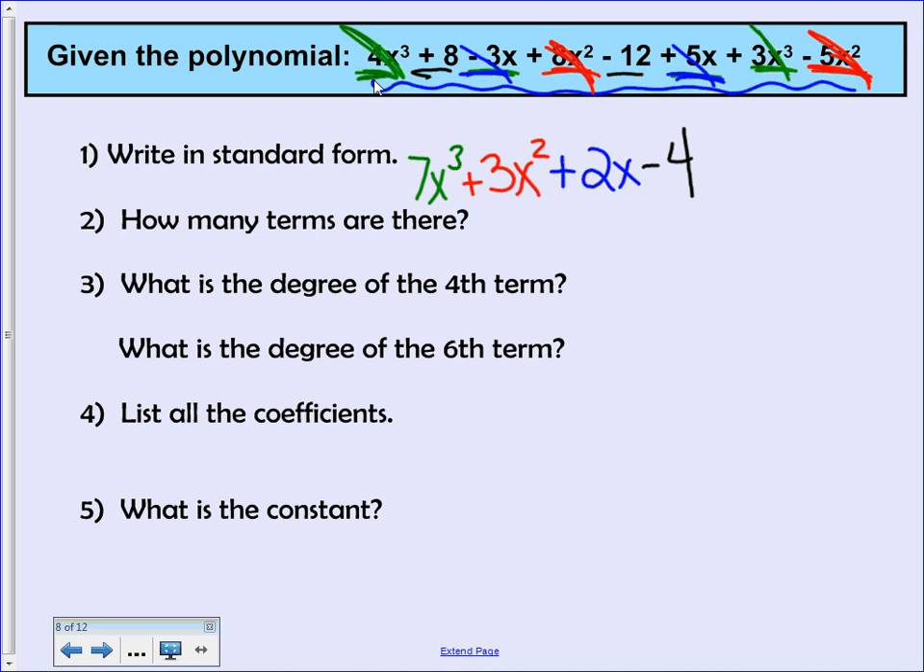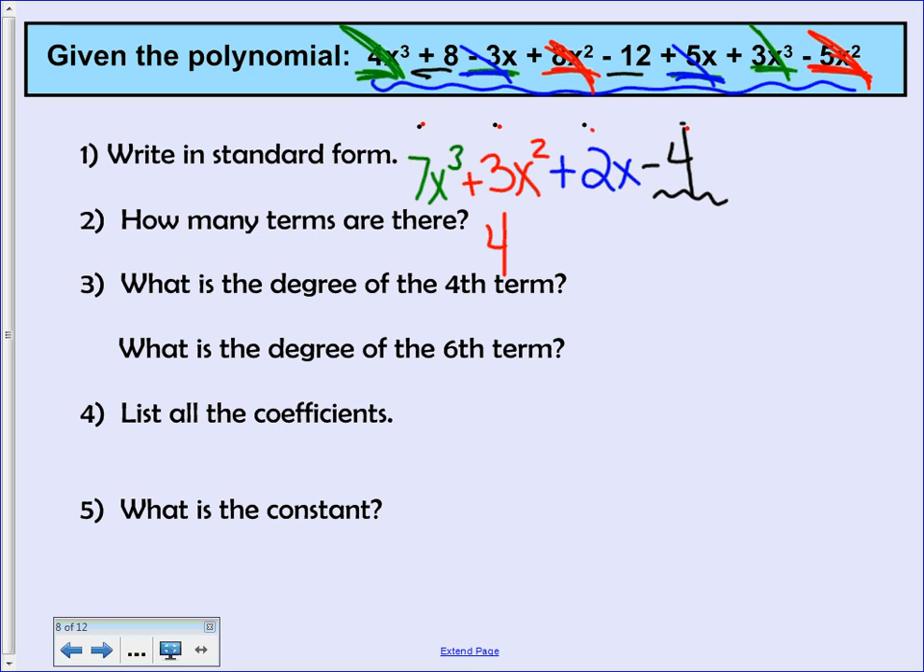The next question wants to know how many terms there are. Well, all I have to do is count how many things are separated by pluses and minuses. 1, 2, 3, 4. How many terms are there? 4. Then I want to check, what is the degree of the fourth term? So I'm going to count to the fourth term. 1, 2, 3, 4. Well, the fourth term is a constant.